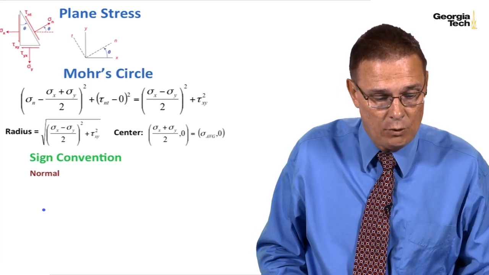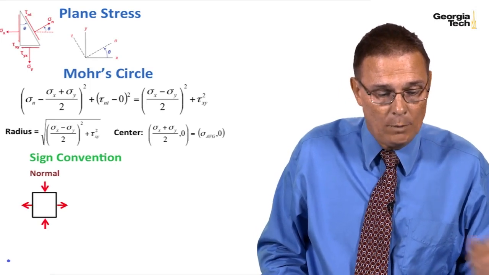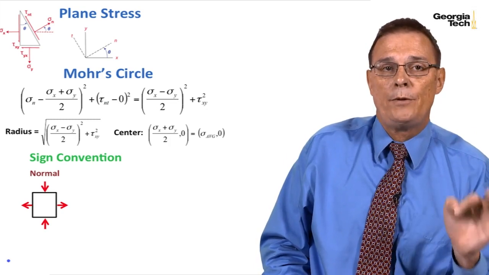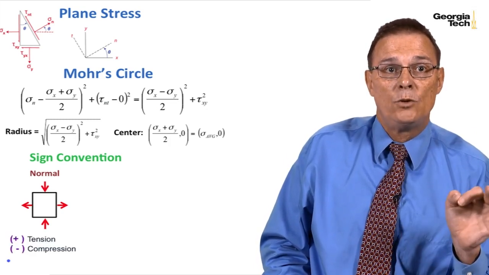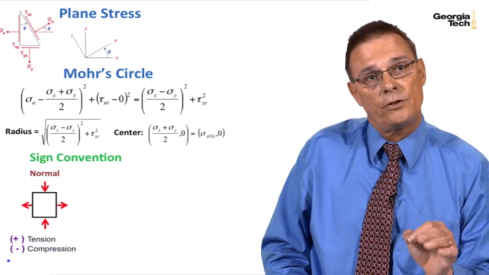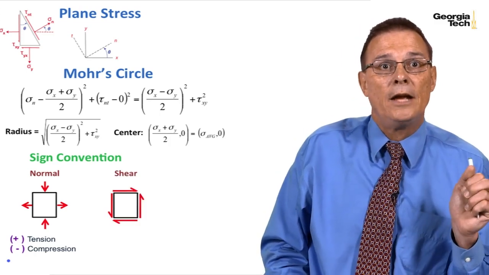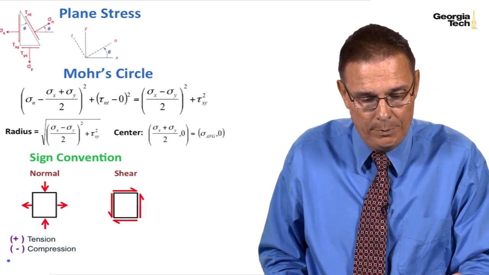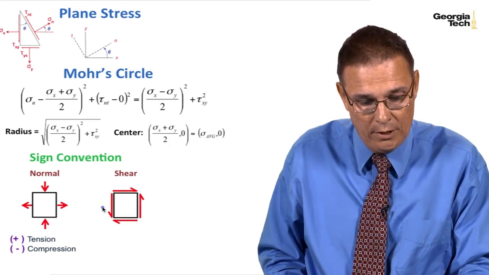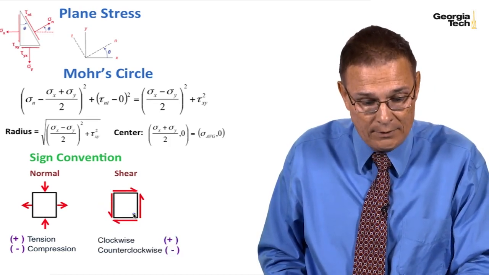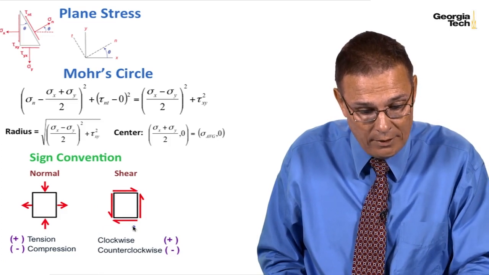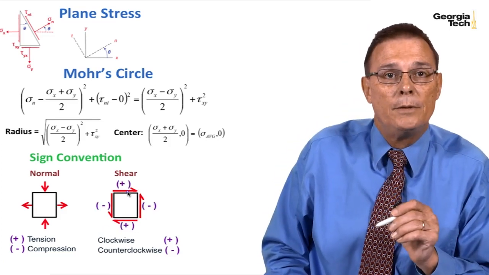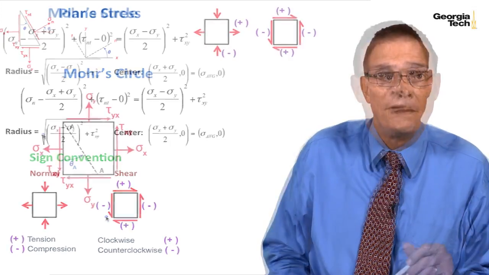Our sign convention will be that normal stresses on Mohr's circle will be the same as we've seen before. Tension will represent positive stress, compression will be negative stress. As far as shear stress is concerned on Mohr's circle, it's going to be a little bit different sign convention. I'm going to use, and that is that the clockwise rotations, like the top and the bottom here, are going to be positive. Counterclockwise rotations are going to be negative, and I show those here.